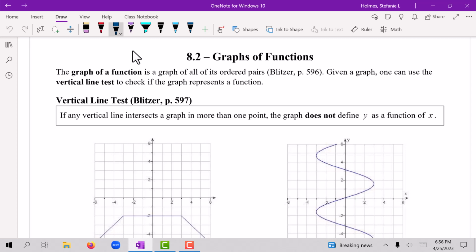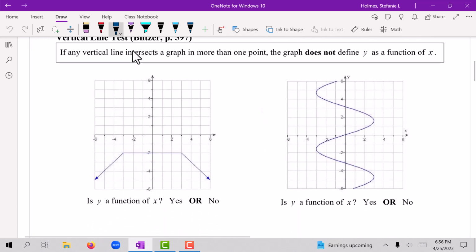Okay, to continue our discussion of functions, we're going to talk about the graph of functions. So a graph of a function is a graph of all of its ordered pairs. Just like with a line that we talked about at the beginning of the semester, except for this, we don't necessarily have to have a straight line. So given a graph, we can use the vertical line test to check if the graph represents a function.